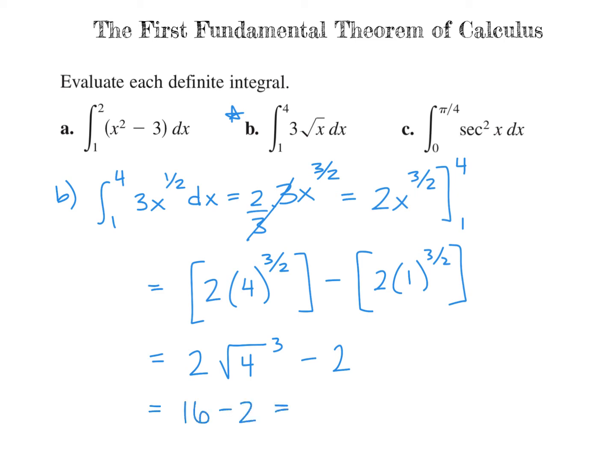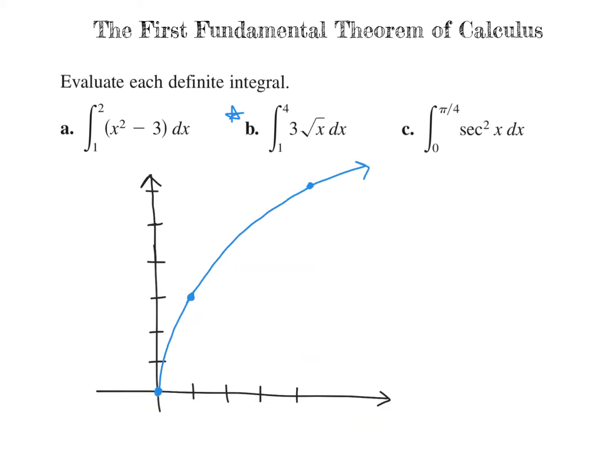And so our final answer ends up being 14. Here is the curve f of x equals 3 root x. It is, of course, the square root of x parent function multiplied by 3, so it's a little taller. The square root function is just like an arc, and multiplied by 3, our outputs, instead of being 1, 1, are 1, 3, and instead of being 4, 2, are 4, 6. So we can see that the area underneath this curve from 1 to 4 is a pretty big chunk.